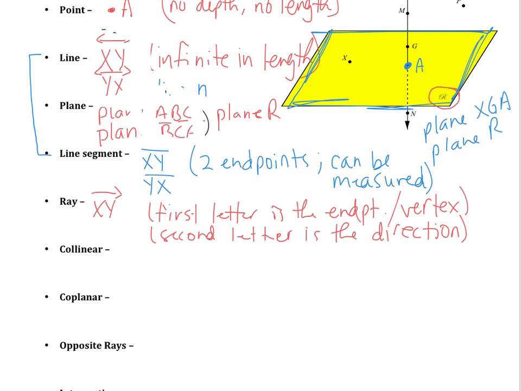We cannot flip this around like we did with line segments and lines, because that means I would be starting with a different letter and going a different direction. And we'll talk more about that when we get to opposite rays.